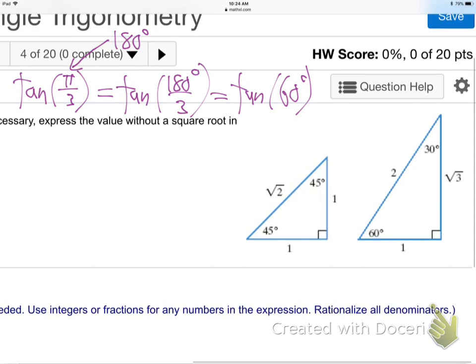Remember SOHCAHTOA. So I'm not even going to use this triangle. That's just extra information. Here's the angle I want, huh? So can you do tangent there? So SOHCAHTOA, tangent of 60, opposite over adjacent.